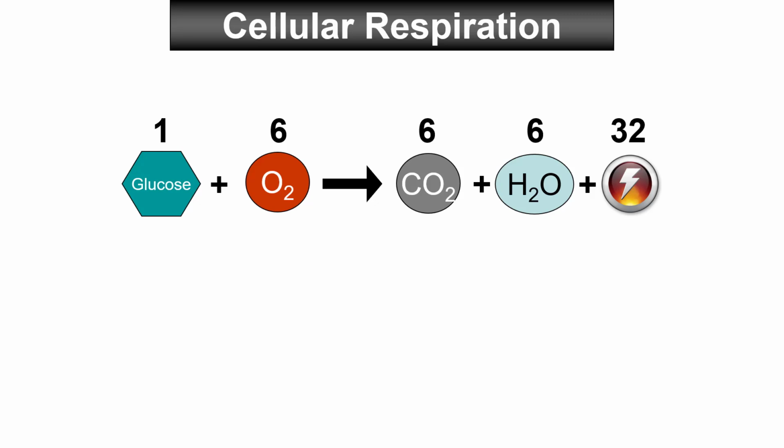So if you're trying to remember this, well, it's helpful to remember this very important chemical equation in cellular respiration. So 1 glucose molecule and 6 molecules of molecular oxygen enter the process of cellular respiration, which produces 32 molecules of ATP, along with 6 molecules of carbon dioxide and 6 molecules of water.